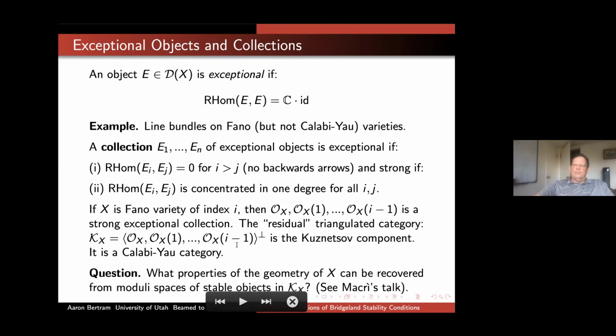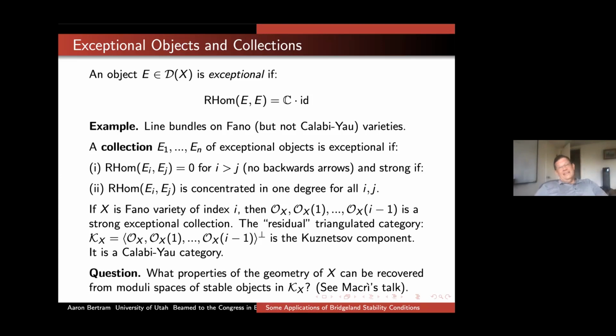This showed up in Emanuele Macri's talk already, where he took a cubic fourfold, took O(1), O(2), and then the orthogonal was this Kuznetsov component, which he pointed out is a K3 category. So it behaves as if it were the derived category of the K3 surface.